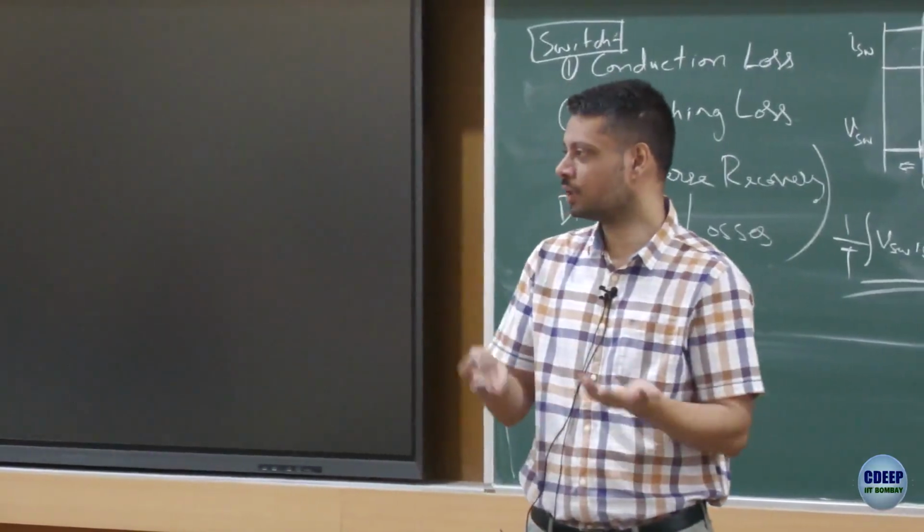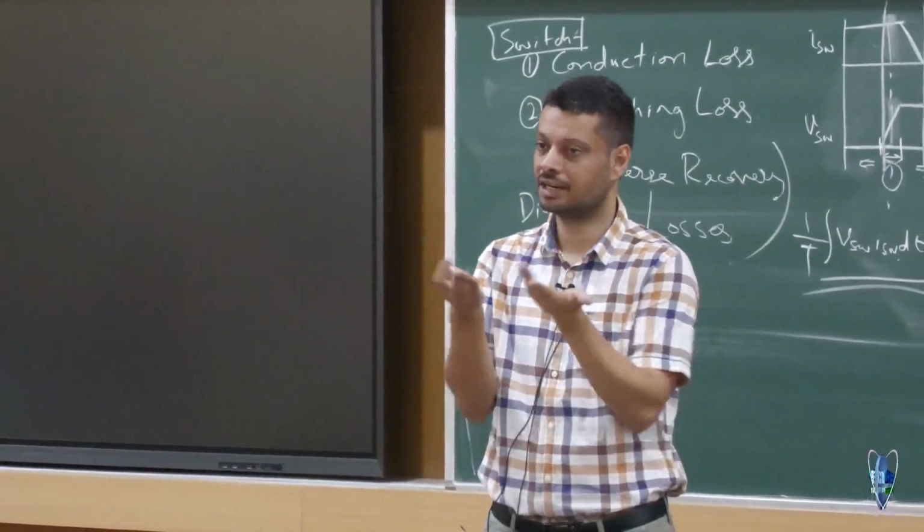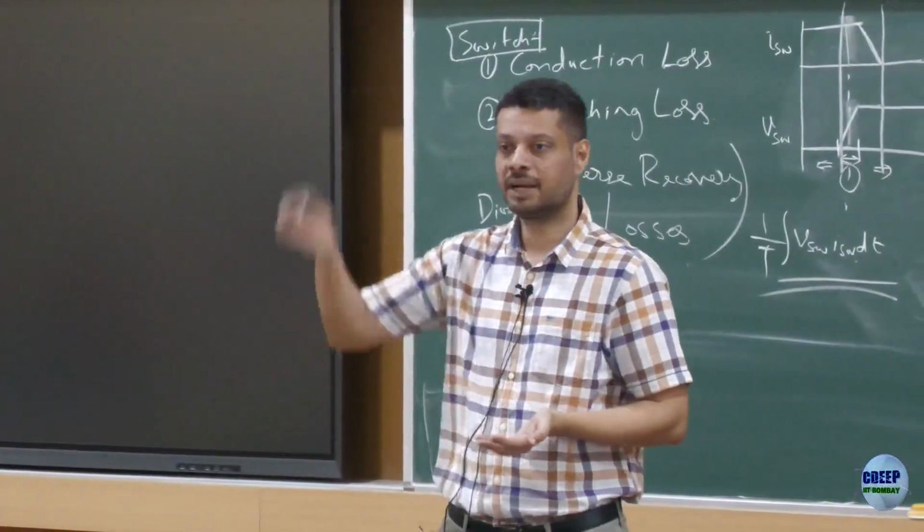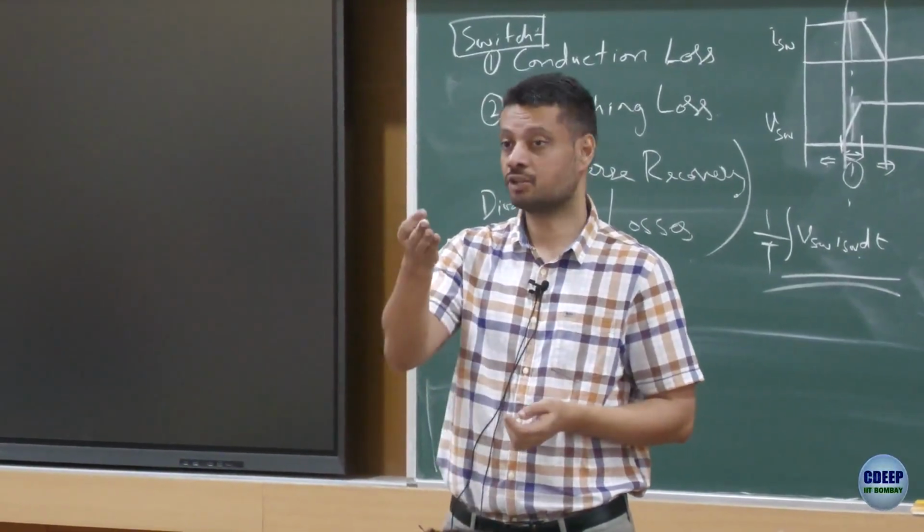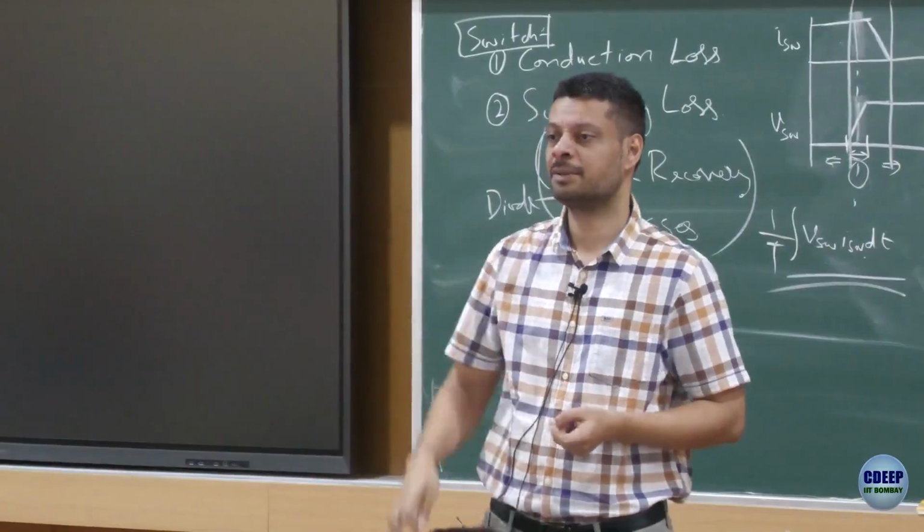You will have, it's a core, right? It's a transformer. I mean, transformer has a core, inductor also has a core. Your flux is going up and down, up and down. So you would have all sort of core losses, right? What are the different types of core losses?